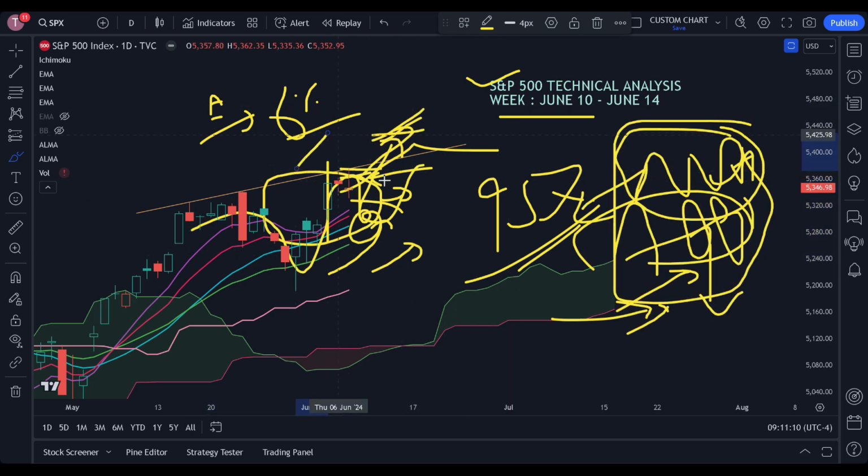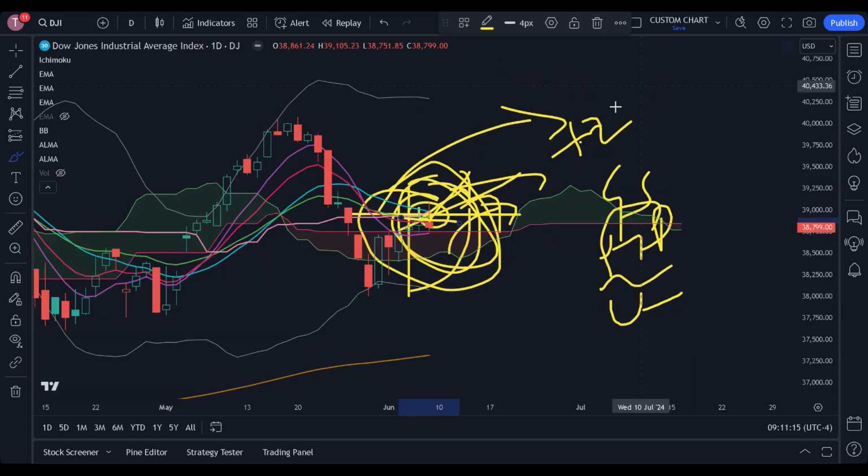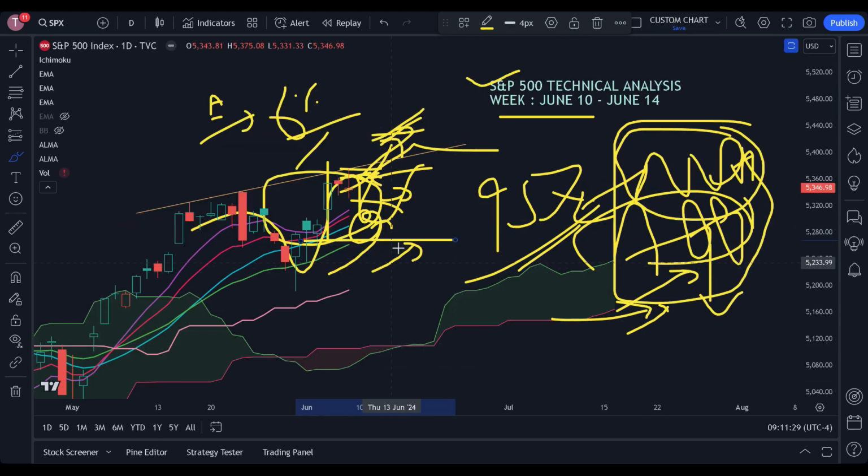So I will discuss all of these things, the levels, the marks, the support and resistance levels, the Dow Jones movement, moving averages, everything in detail in this S&P 500 weekly technical analysis.